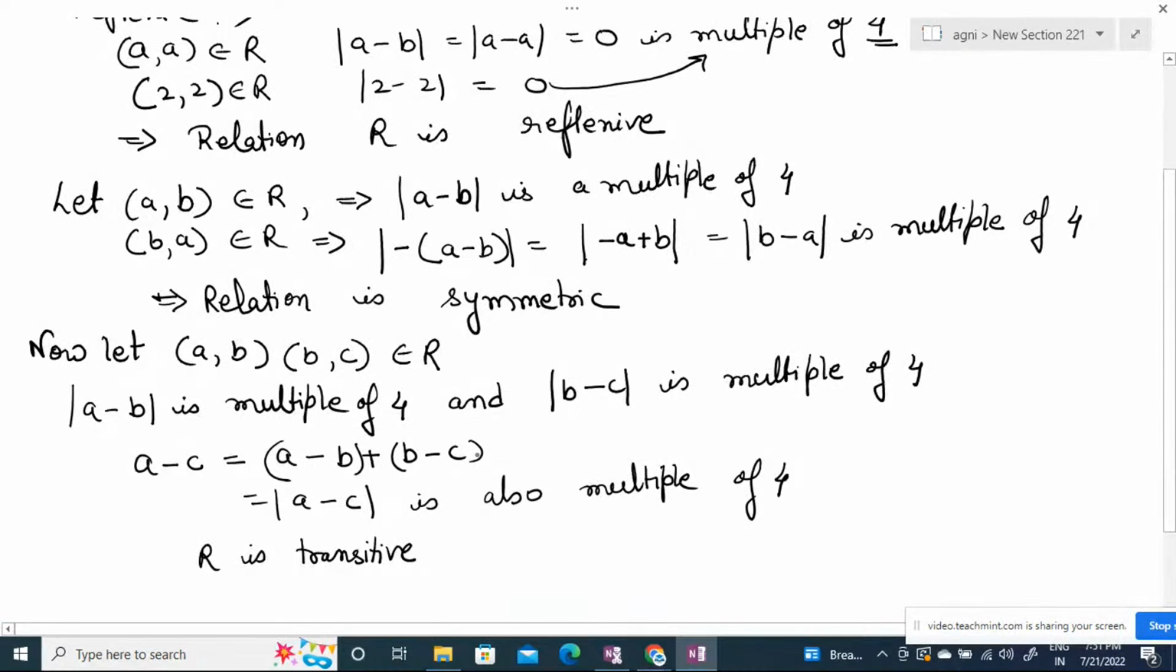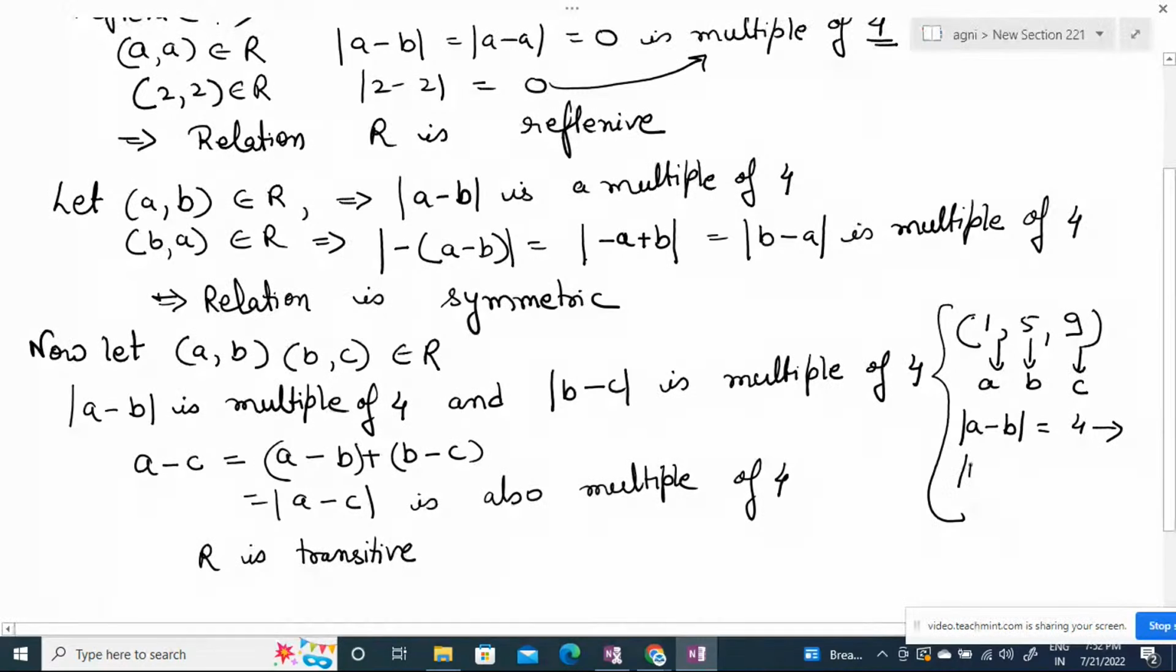For example, I will take a case for the transitive. I am going to explain it. For example, I will take some elements of this set: 1, 5 and 9. I will take A as 1, B as 5 and C as 9. Now if I find the value of A minus B, it becomes 4, which is automatically a multiple of 4. Now I am going to find C minus B, which is equal to 9 minus 5, which is 4, which is also a multiple of 4. Now I am going to find 9 minus 1, which is equal to 8. And this is also a multiple of 4.